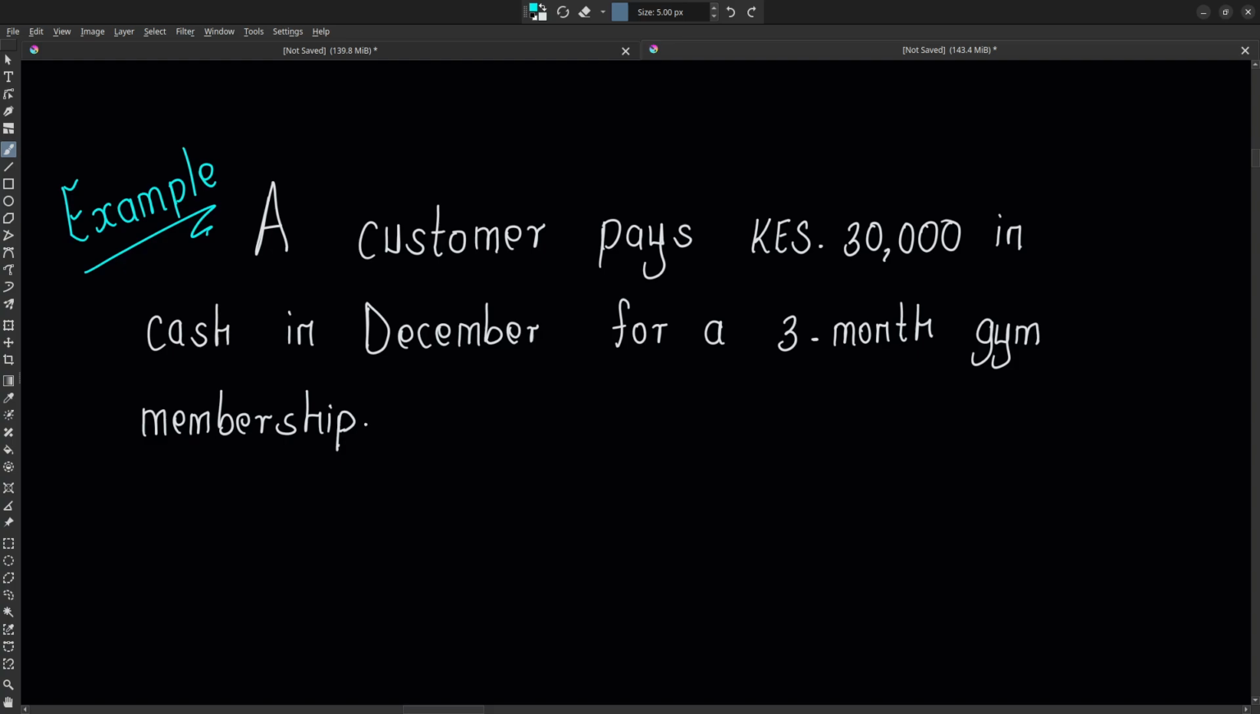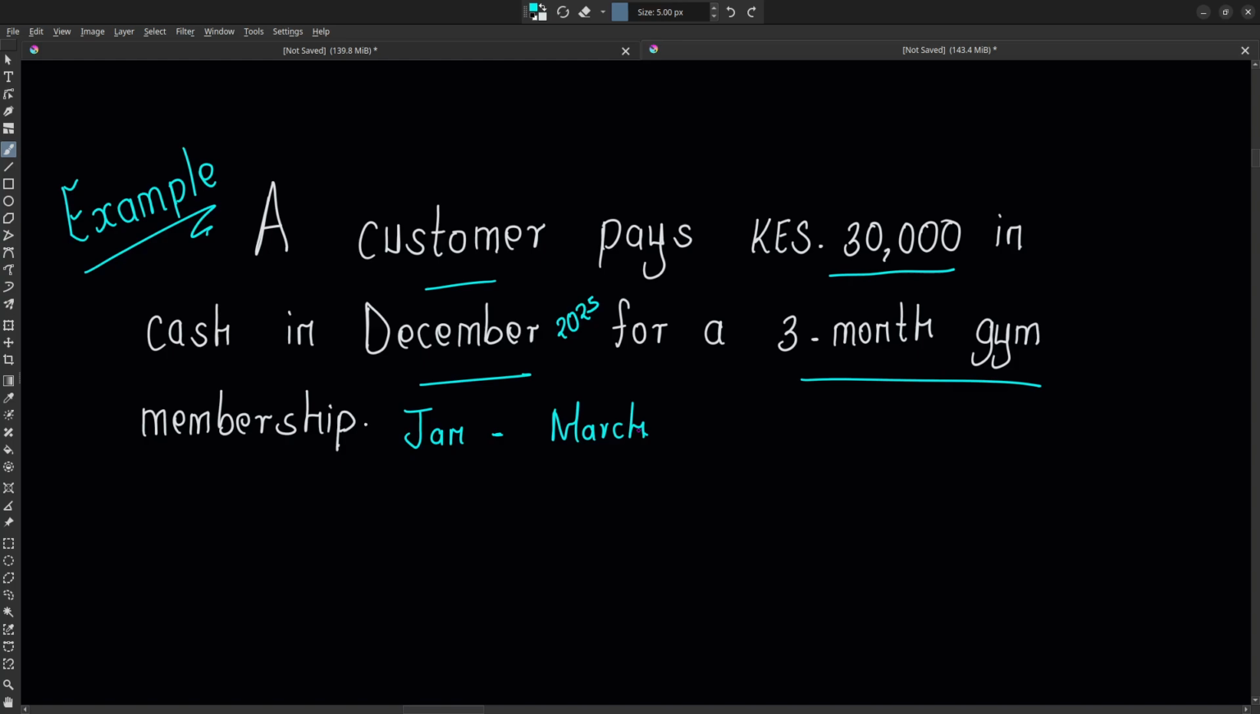So let us look at a practical example to assist us to understand what we mean by this deferred income and how we pass the adjusting journals to record this. We have a customer who pays Kenyan shillings 30,000 in cash at the end of December 2025 for a 3-month gym membership. They were renewed for the period January to March, paying for the months of January, February, and March.